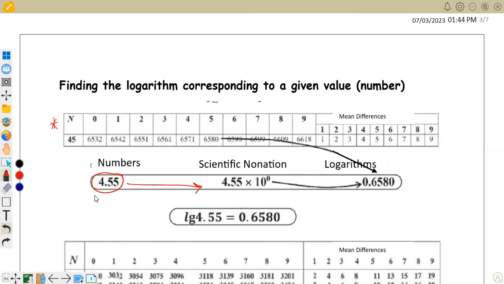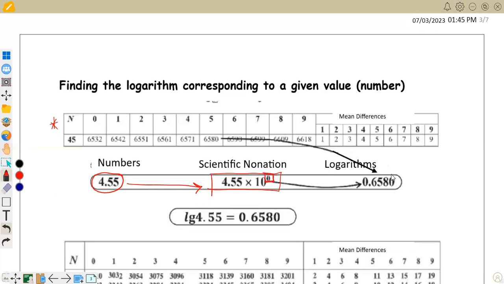How do we write it? Scientific notation means writing a number as a product of a number between 1 and 10 times a power of 10. Then here 4.55 is located between 1 and 10. Then this should be multiplied by 10 to the power of 0, because 10 to the power of 0 means 1. After you write this value in scientific notation, you identify what is the index.